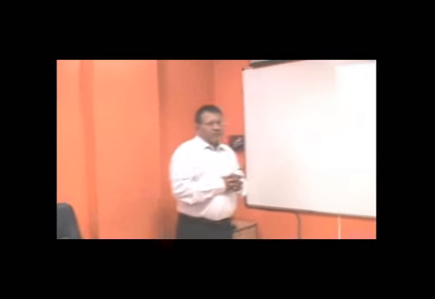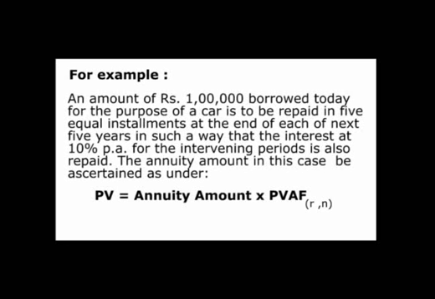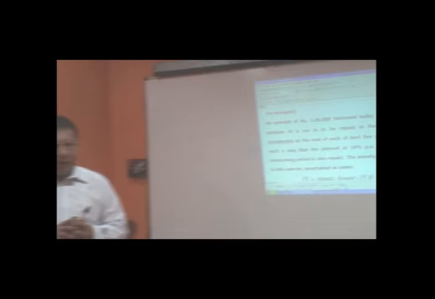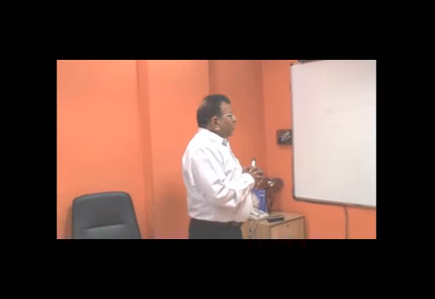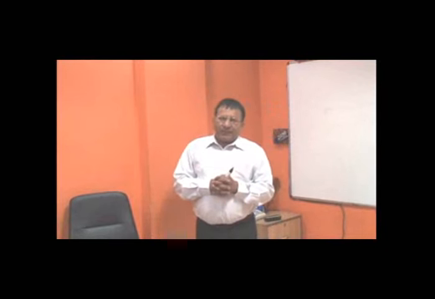An amount of rupees 1 lakh borrowed today for the purpose of a car is to be repaid in 5 equal installments at the end of each year for the next 5 years, in such a way that the interest at 10% per annum for the intervening period is also repaid. The annuity amount in this case would be ascertained as under. Here our problem is that we have to pay the 1 lakh rupees in 5 equal installments, and the rate of interest should be 10%.